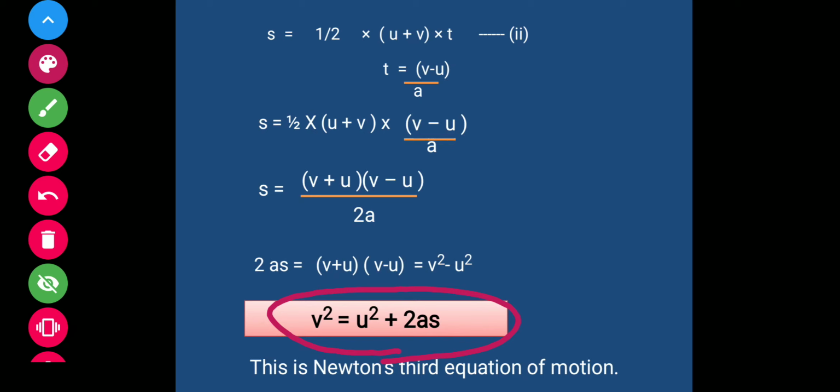And Newton studied the motion of an object and gave a set of three equations of motion, and these relate the displacement, velocity, acceleration and time of an object moving along a straight line. So we'll stop here.